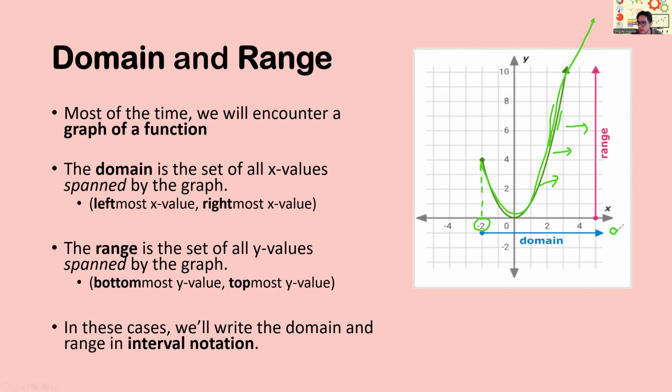Yes, if that graph is continuing to push to the right as it goes up, then we're going to say that the graph goes all the way to positive infinity. So the domain would be written as -2 on the left, positive infinity on the right. On the left, we have this closed circle, so I'm going to put a bracket here. And infinity is always a parenthesis because you cannot capture it. So we say that infinity is open.